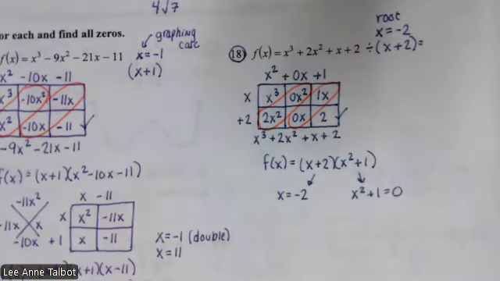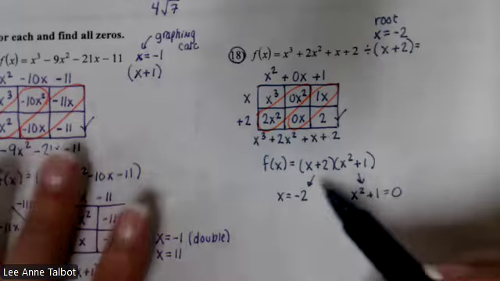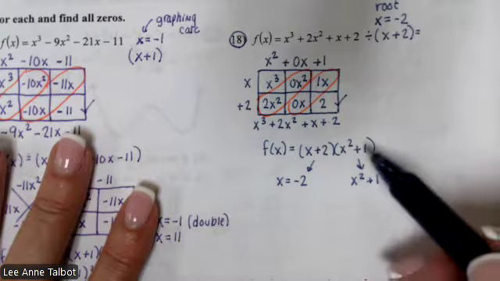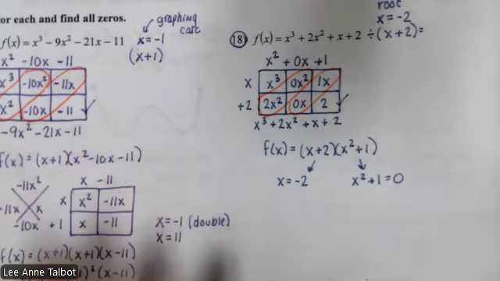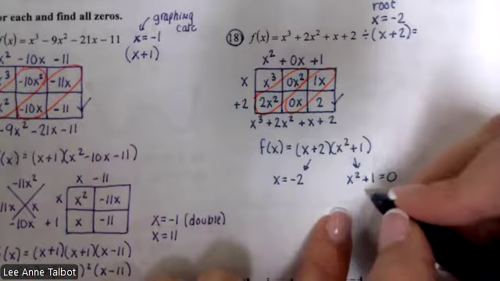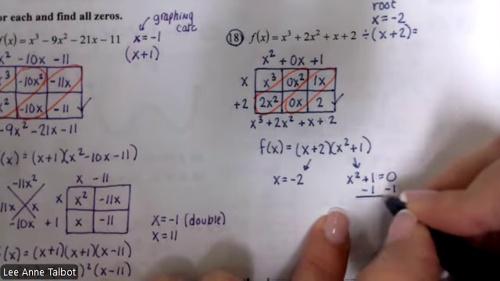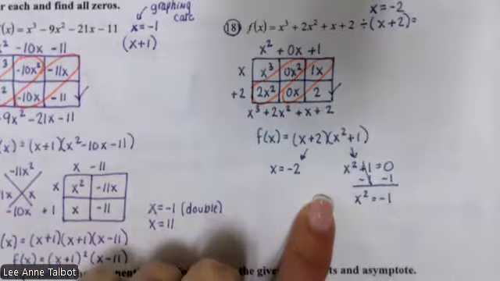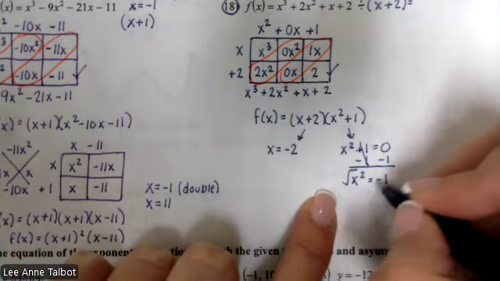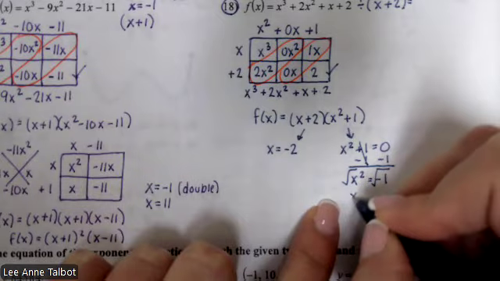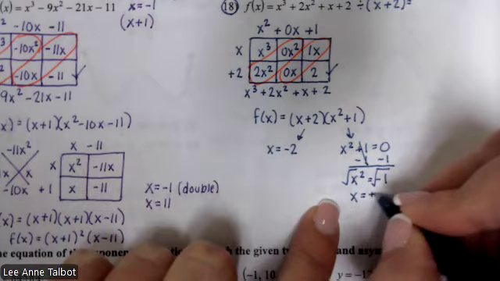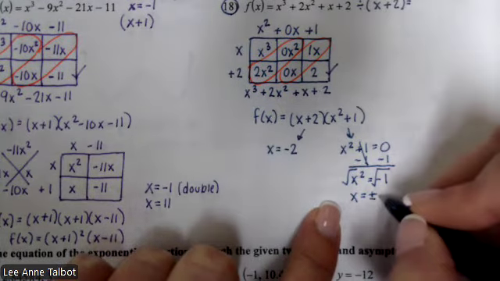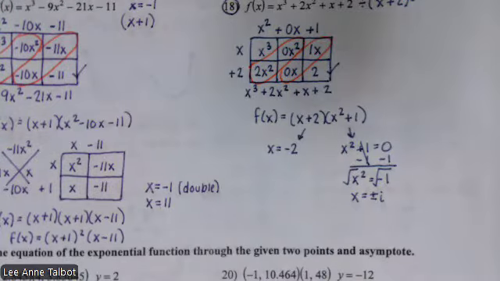Okay, so this part I can do in my head. X plus 2, I know that that's x equals -2. And this part I'm not going to do in my head, so I'm going to set it equal to 0. And what is the square root of -1? I. Perfect.